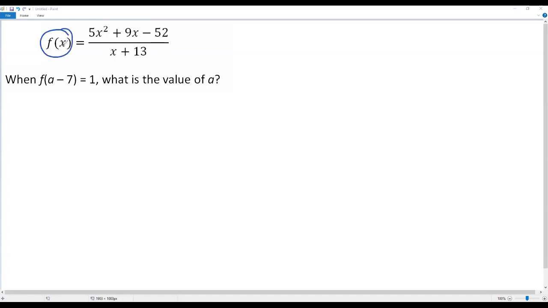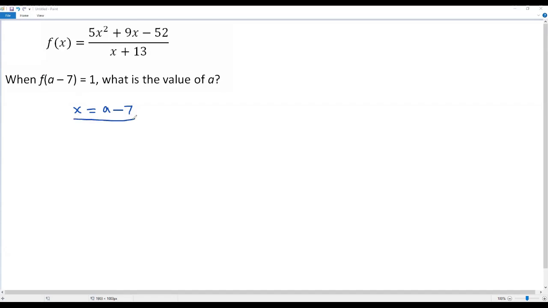When I compare the function f of x and f of a minus 7, we have a minus 7 in the place of x. That is, x equals a minus 7. Now we can use f of a minus 7 equals 1 and solve for x. Once we get the value of x, we can replace x by a minus 7 and solve for a.